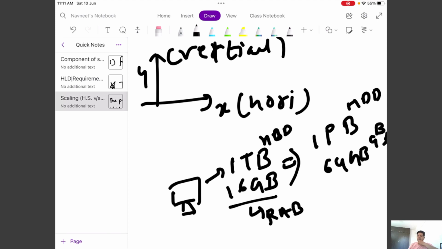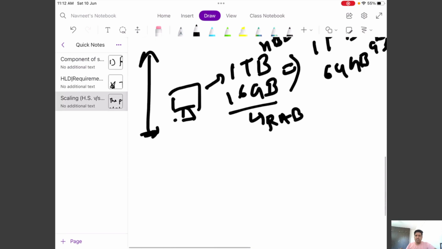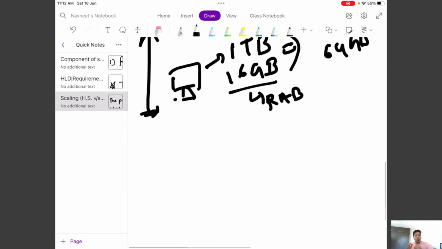So in this case, what exactly are we doing? We are vertically increasing the capacity of this particular system. So that is called vertical scaling. When you increase the capacity of one particular system, that is nothing but vertical scaling. Now we take an example of horizontal scaling.